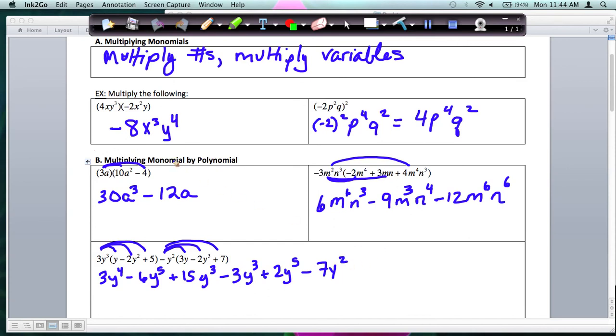Okay, now I'm going to write this in descending order, and I have to combine any like terms. So let's start with the largest exponent, and that's y to the fifth, and I have a negative 6y to the fifth and a positive 2y to the fifth, and those would combine to be a negative 4y to the fifth. Then bring down the 3y to the fourth. Then 15y cubed minus 3y cubed is a positive 12y cubed. So those are combined, and then bring down the negative 7y squared.